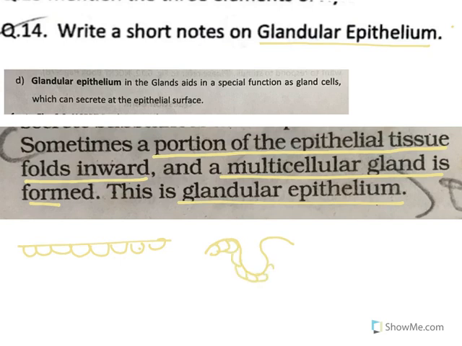And this folded inward epithelium is called glandular, and this glandular epithelium then secretes some enzymes, so it would secrete some hormones, and it is called glandular epithelium. So when the epithelium tissue folds inwards, this is where it folds inwards, a multicellular gland is formed. This is the gland that is formed. This is called the glandular epithelium.